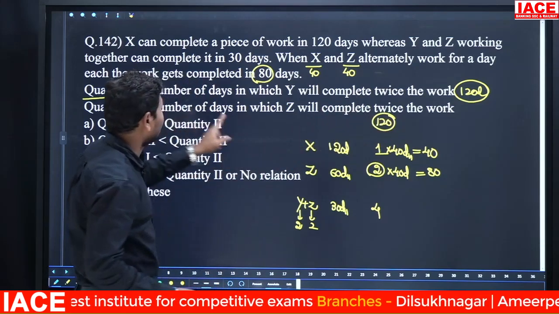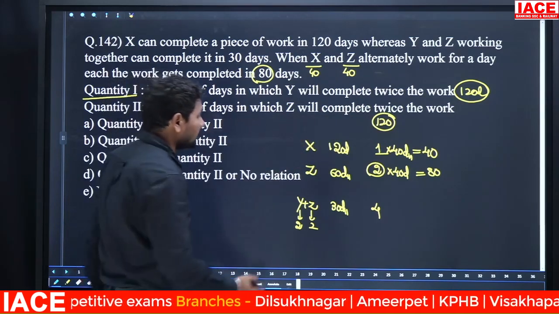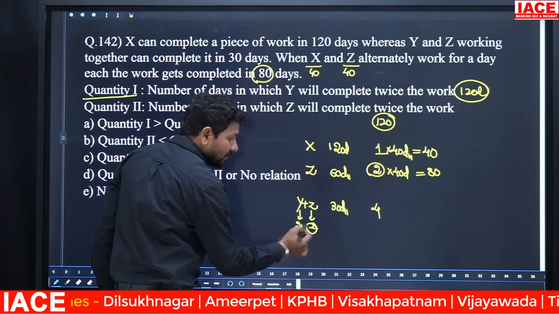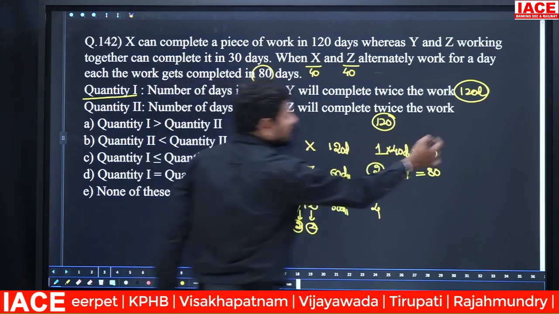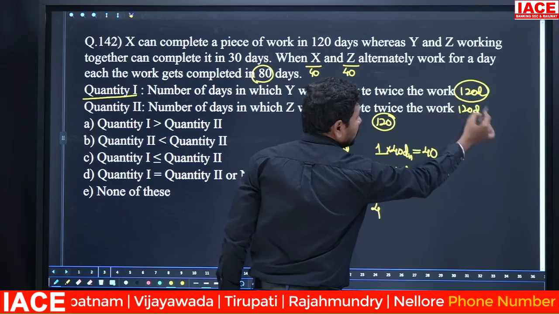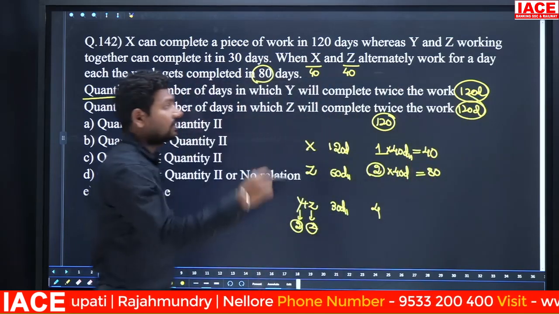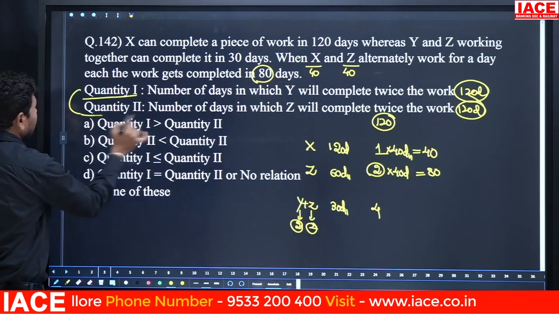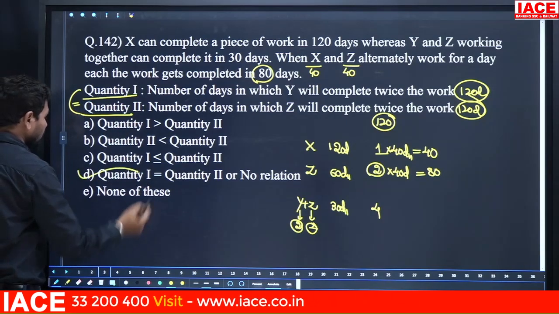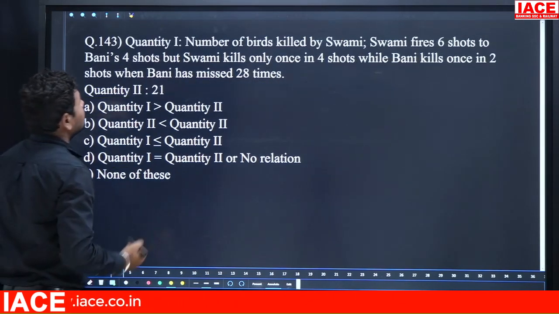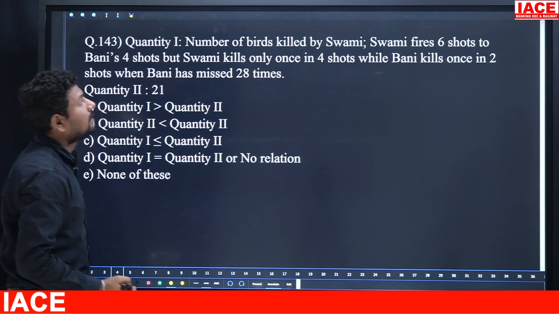Next, the number of days in which Z will complete twice the work. Z's efficiency is the same, so he will also take the same time. How many days? 120 days. Both quantity 1 and quantity 2 are equal. Then option D.